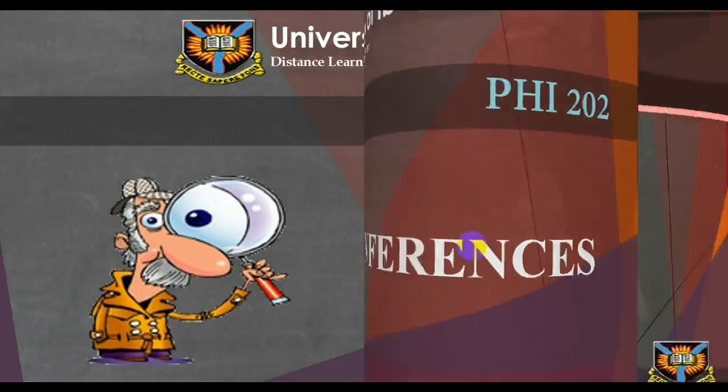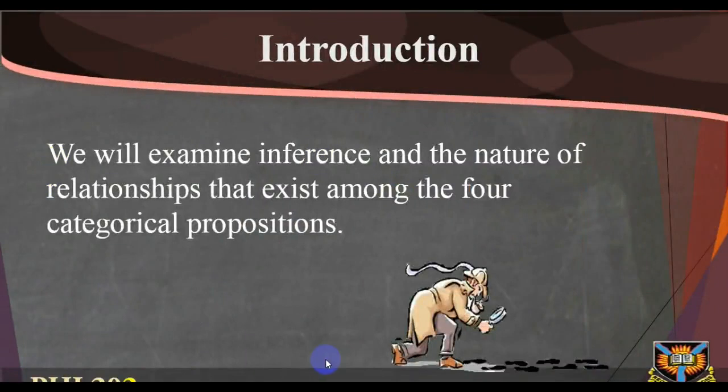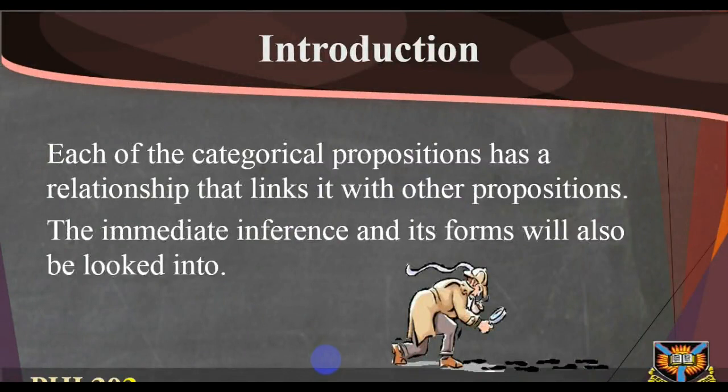Introduction. In this study session, we will discuss inference and the nature of relationships that exist among the four categorical propositions. It should be noted that each of the categorical propositions has a relationship that links it with other propositions. Also to be examined here is immediate inference and its forms.